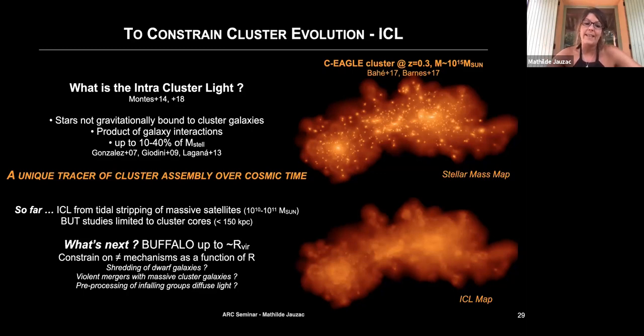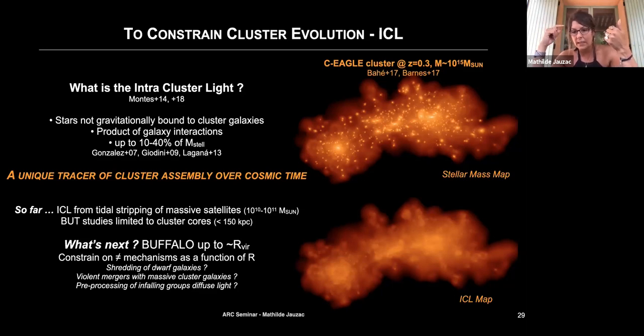So what is the ICL? The ICL is made of the stars that are not gravitationally bound to galaxies, and so they're basically the result of galaxy interactions. In some clusters, they can represent up to 40% of the stellar mass, so it is a non-negligible component. And in a recent paper, they showed that the ICL is also extremely well tracing the dark matter distribution, at least in the really inner cores of clusters. The problem with the ICL is that, first of all, you need HST data.